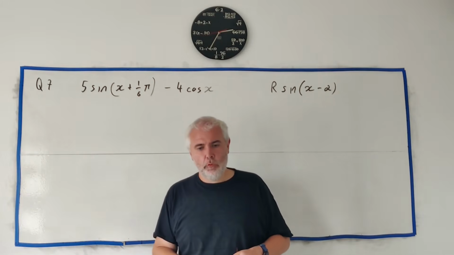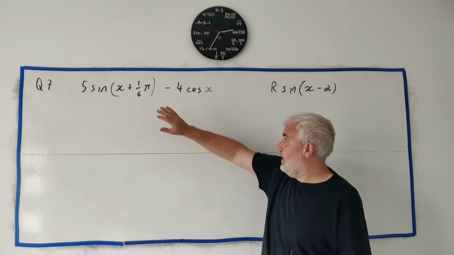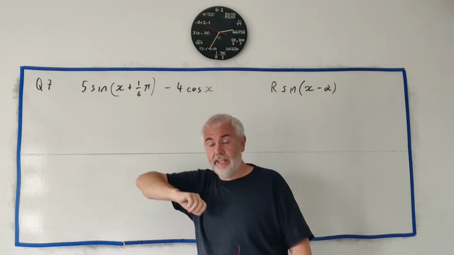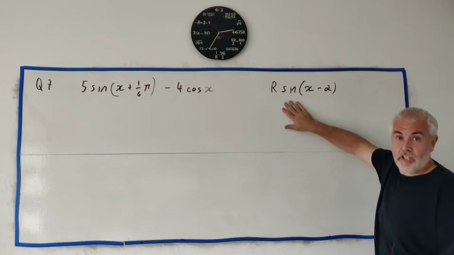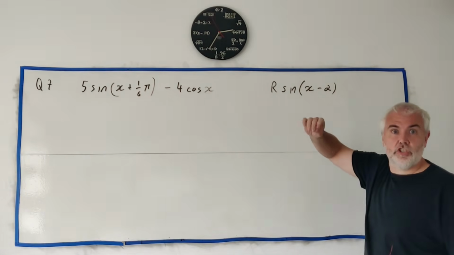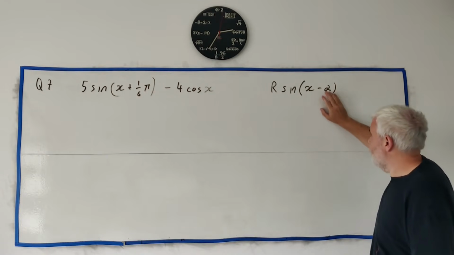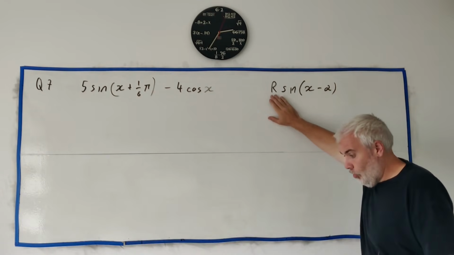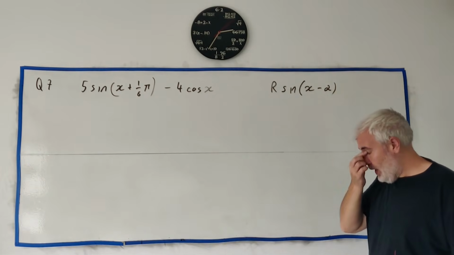For question 7, we have quite a common question. They've given us a trigonometric expression, and they've wanted us to put it in this form. And this form being just sine, or sometimes it's just cosine, with some new angle. So sine with some new angle and some factor out front. How do we do it?